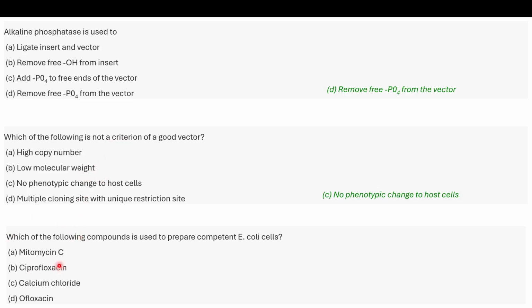Now, we talked about transformation and competency, right? So, which of the following compounds is used to prepare competent E. coli cells? Does anyone remember?